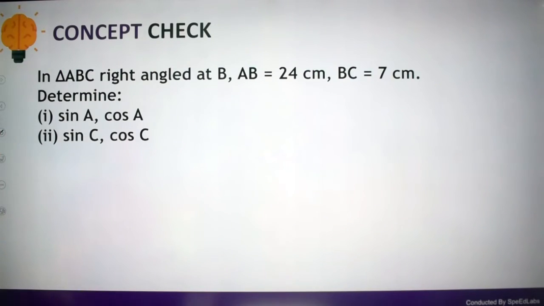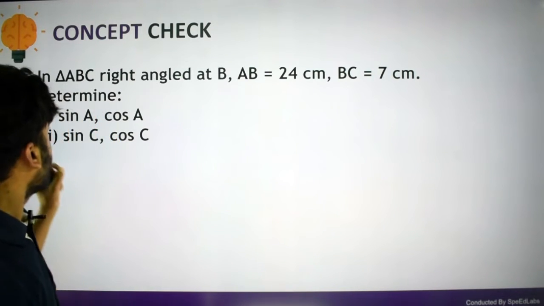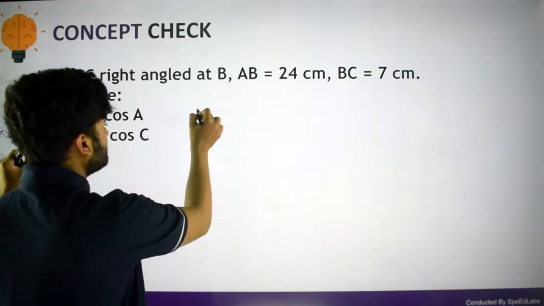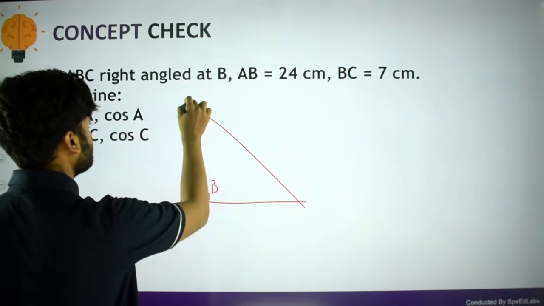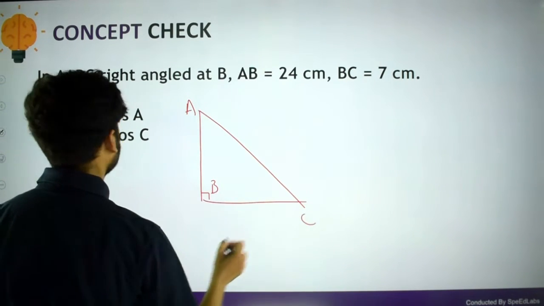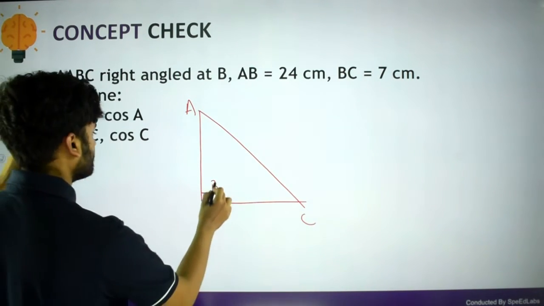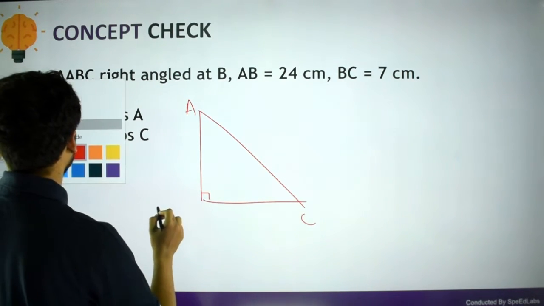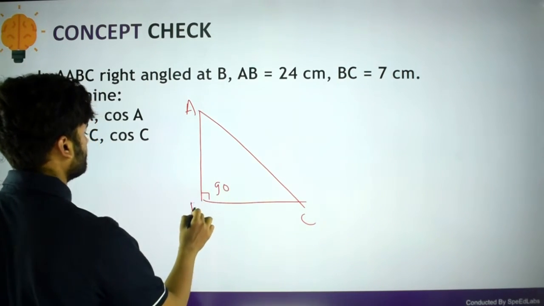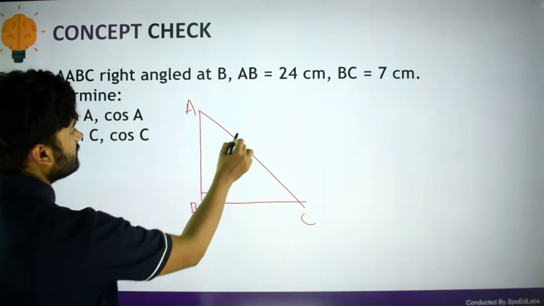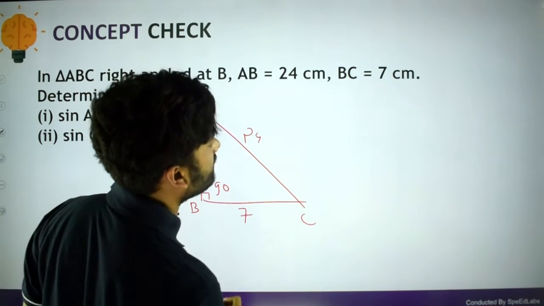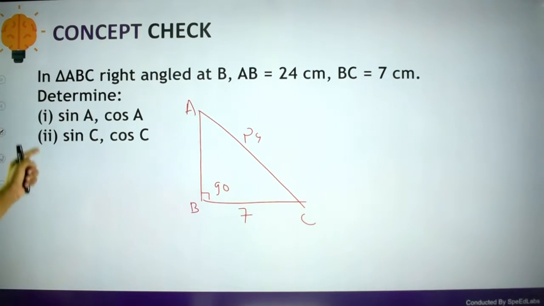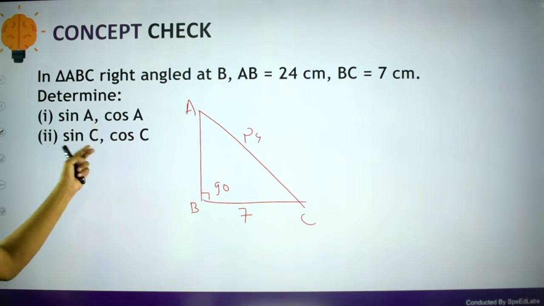Now moving further, let us do one question and we will end this topic. In a right angle triangle ABC, the right angle is at B. So this is your A, this is your B, and this is your C. I am marking this as 90 degrees at B. Now AB is given 24, and BC is given 7. We have to find sine A, cos A, sin C, cos C.